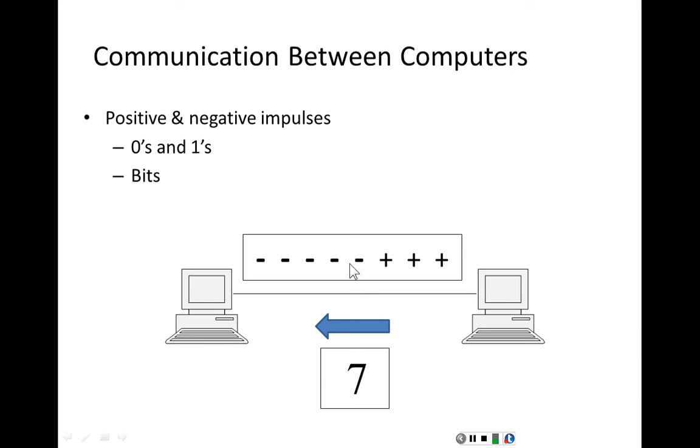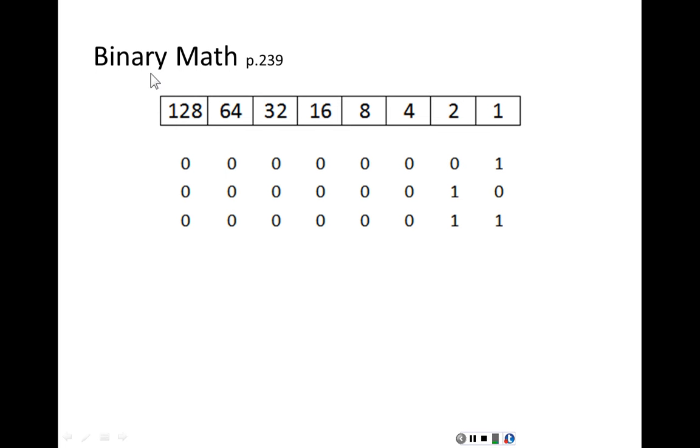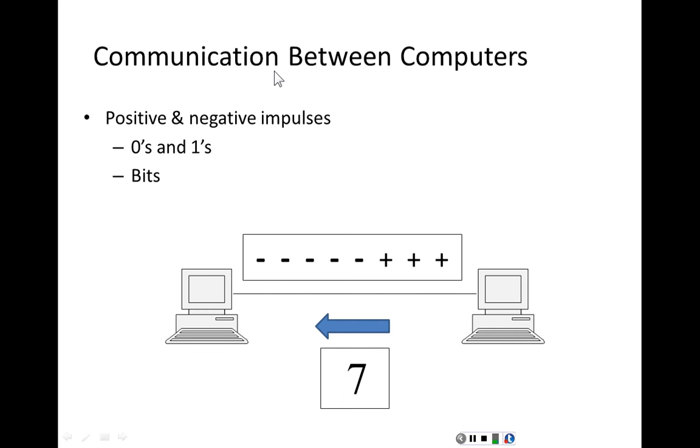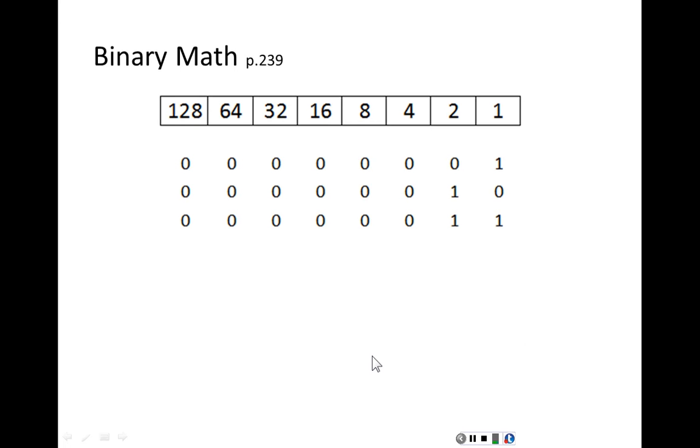And different combinations of bits represent different values. So why does 5 negative impulses and 3 positive impulses, or you could say, why does 5 zeros and 3 ones equal 7? So this takes us to binary math. Can you please jump to page 239 to discuss binary math? So the question is, how is it that 5 zeros and 3 ones equal the number 7? So here's how that works.